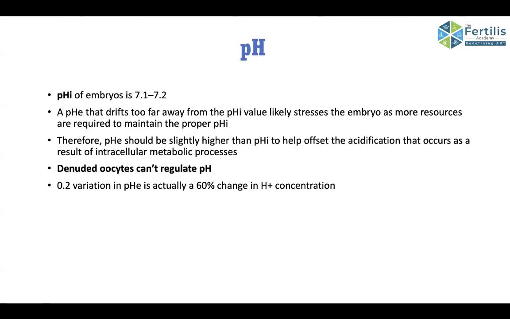pH again, 7.2 to 7.1 to 7.2 is the internal pH. External pH is 7.2 to 7.4. It is said that the denuded oocytes do not regulate pH. So when you denude them, you have to keep them in a well-maintained pH, or you have to inject them immediately. If you inject them immediately, the injected oocytes have the property to maintain pH.